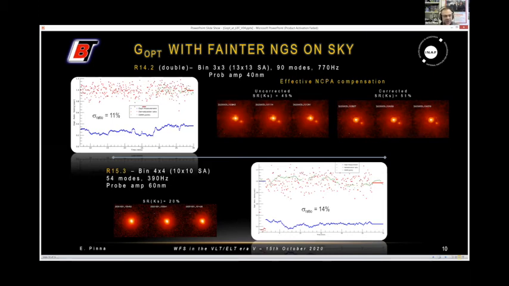Below here, we see another case of magnitude 15. Now we are in the highest binning. We are correcting only 54 modes, and the probe amplitude was raised to 60. And again, the seeing was about one arcsecond, and the noise was of the order of 14%, but still working.